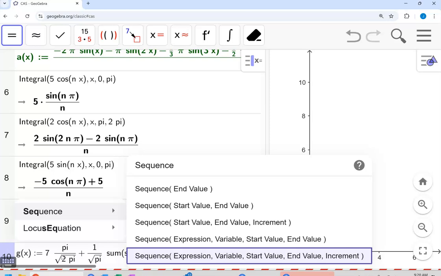Anyway, what's the expression we want? Well, I've got 2 of them, right? I need to take that integral that we, oops, sorry, not that one. This integral, there you go. This integral and the one right below it. That's covered up right now.